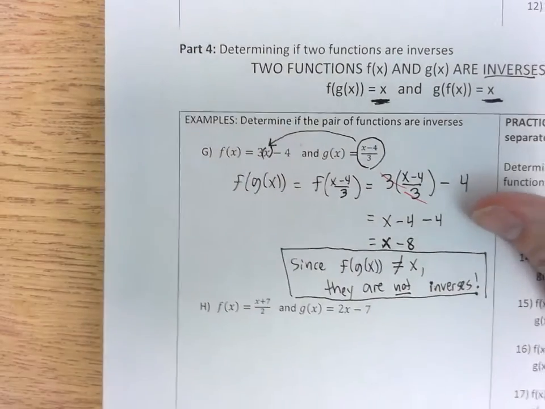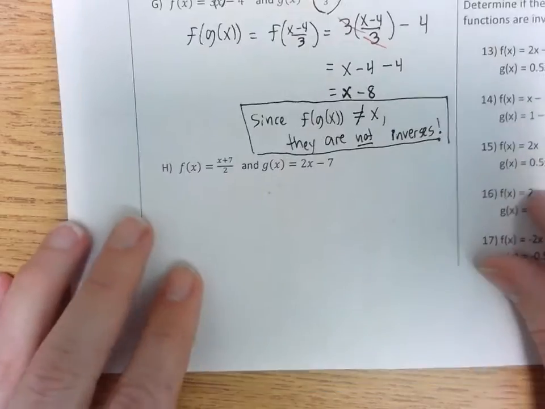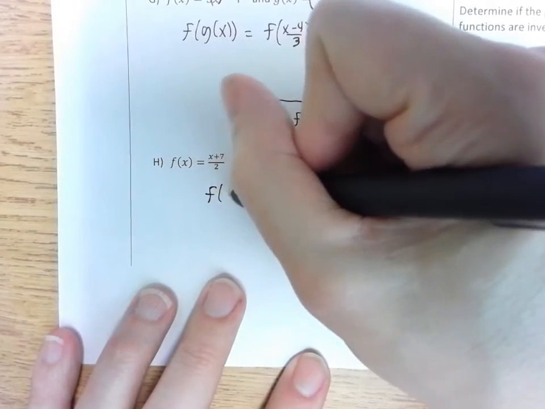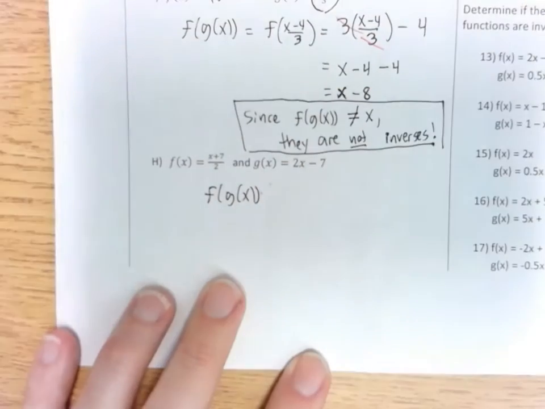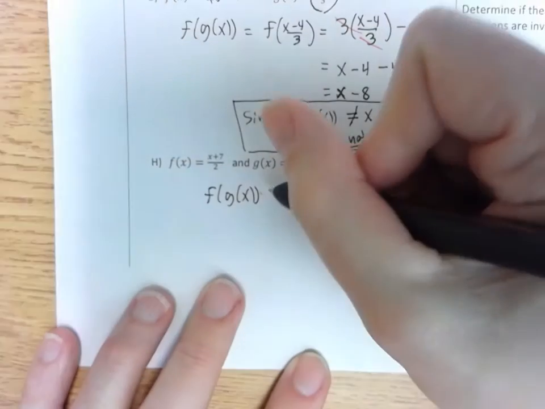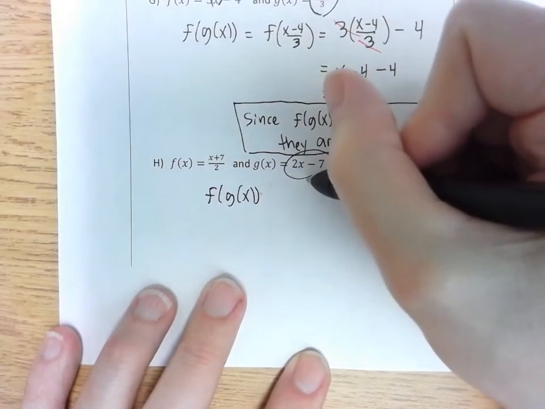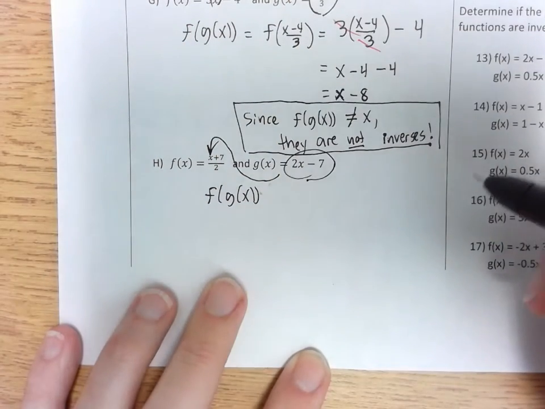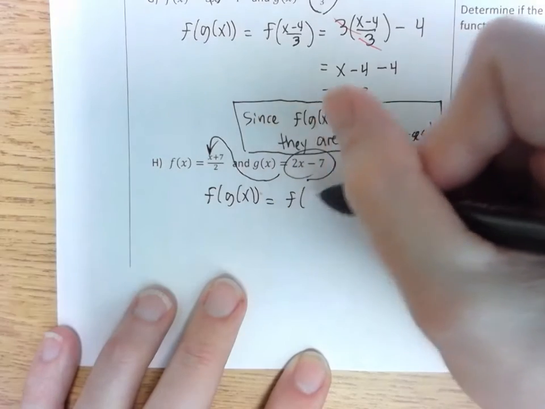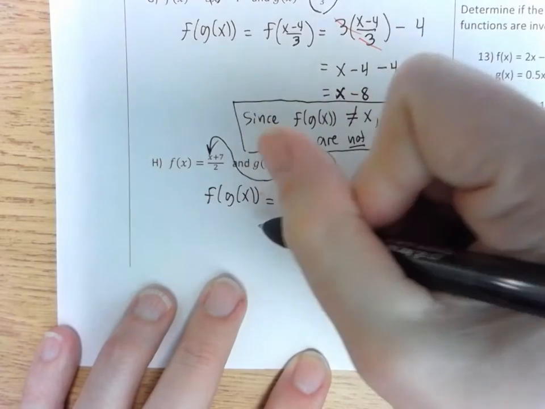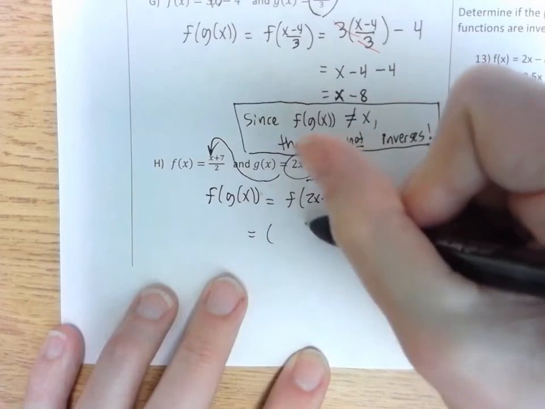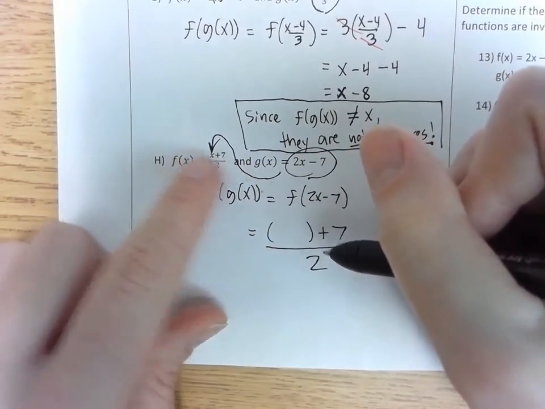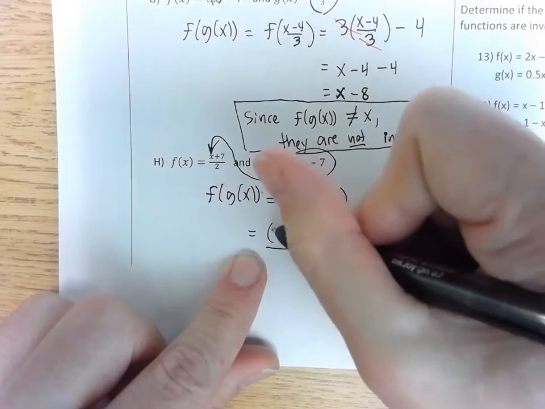Let's do the same thing for the bottom. So for part H, I want to do f of g of x, to see if they're inverses of each other. So I will plug in that 2x minus 7 in for the x there. And so that's going to be f of 2x minus 7, which is equal to, I'm going to rewrite this and replace the x with this 2x minus 7.